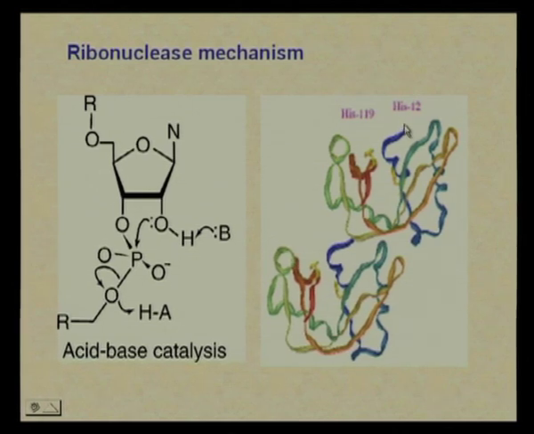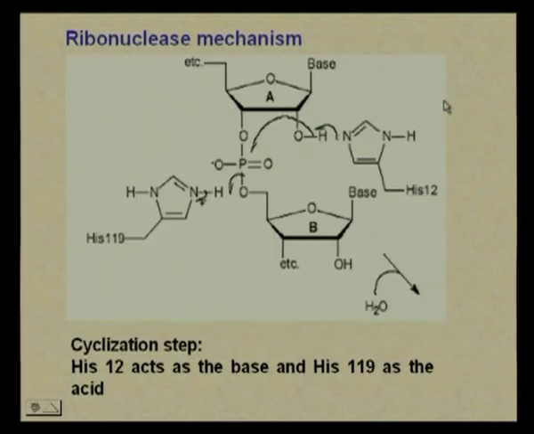and as proton acceptors. For example, in the first step, let us go through this slide very carefully. In the middle, we have the RNA molecule. What is the RNA molecule? You see there are two rings marked A and B. This is part of the RNA molecule which is linked by what is called a phosphodiester bond.